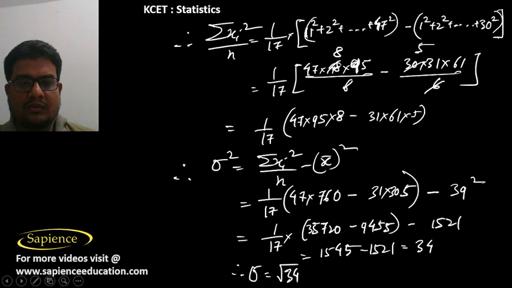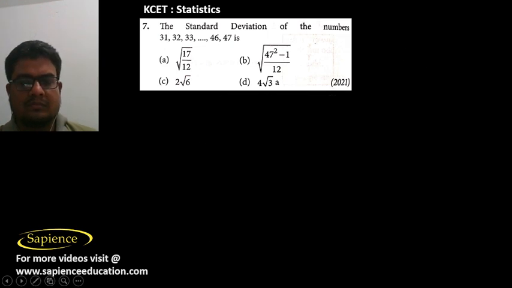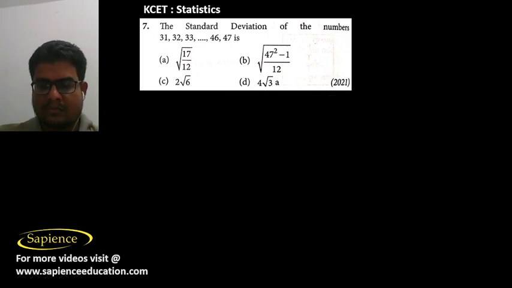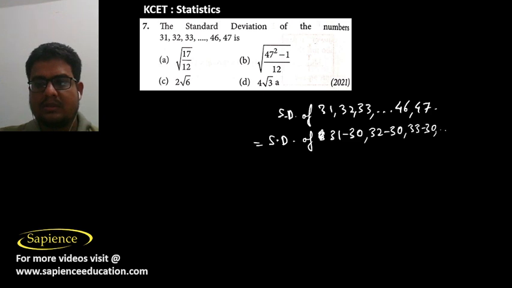Here actually we have to use the rule. So the standard deviation of 31, 32, 33, 46 and 47 is also the same as the standard deviation of 31 minus 30, 32 minus 30, 33 minus 30, 46 minus 30, 47 minus 30.